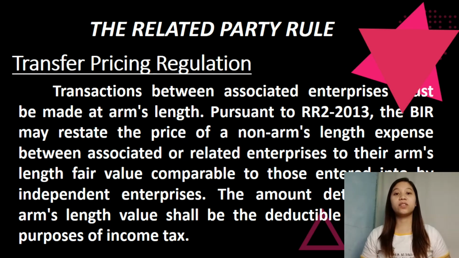Moreover, according to the transfer pricing rule, non-arm's length expenses incurred between associated enterprises may be restated to their arm's length fair values to reflect the correct income of the associated enterprises, wherein a non-arm's length transaction occurs when the buyer and seller have a personal relationship or a deal between family, friends, or co-workers.